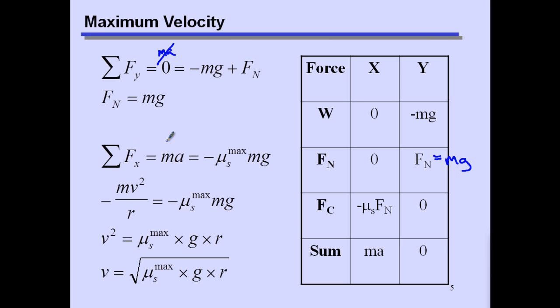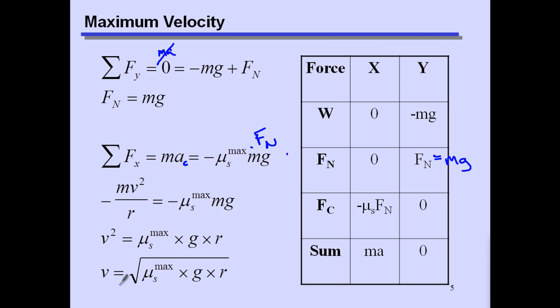Now in the x direction, our acceleration here is our centripetal acceleration. So we put a little c on that guy. So the net force in the x equals mass times acceleration equals just our frictional force, which is the negative of the coefficient of static friction, the maximum that we can have, times our mass times gravity, because that's our normal force, mg. Remember I said in a previous PowerPoint that this acceleration, the centripetal acceleration, equals v squared over r, so we can plug that guy in.